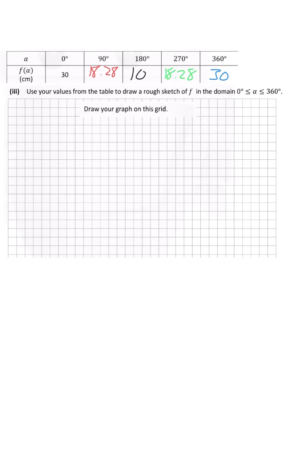Now the next part of the question, we need to use the values from the table to draw a rough sketch of f in the domain from 0 degrees to 360 degrees, and then draw our graph on this grid. I've drawn an axis with my degrees at the bottom, and on the left is f of alpha. The first point there is 0 degrees and 30, so I'll just write in 0 as well. So 0 and 30 is up here.